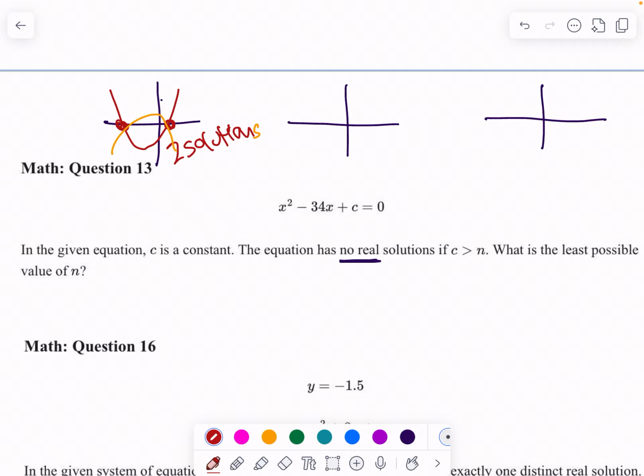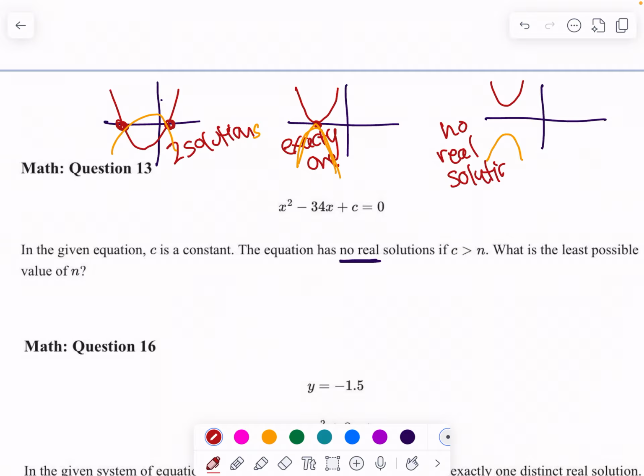Then we have 1 solution, exactly 1. This would just touch it once. Or it could be a frowny face coming up and touching it exactly once. Or the last situation is where it just floats above it, or if it was a frowny face, it would float below it. And it can be on the left or right side, it doesn't matter. This is no real solutions. But that's what we're looking for. So we want this to match that.